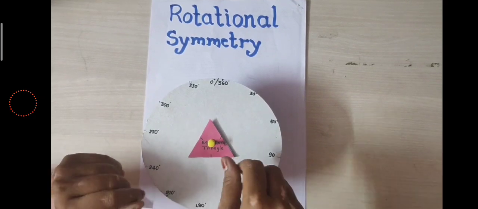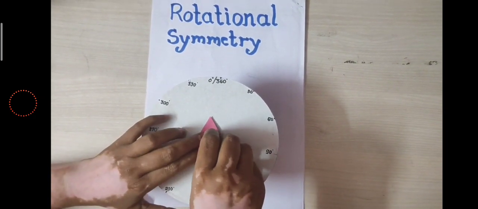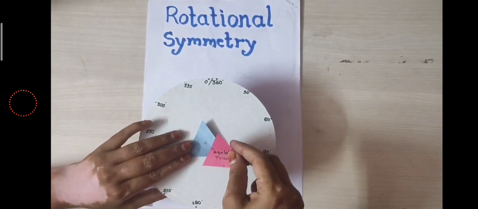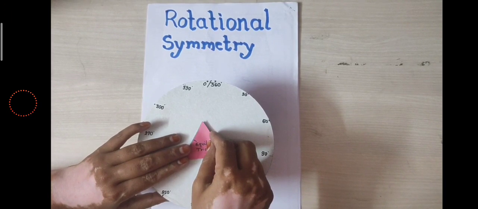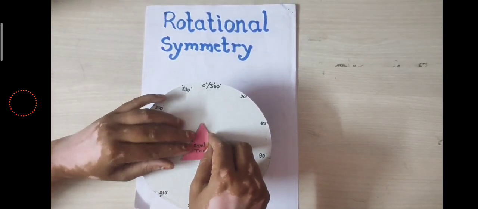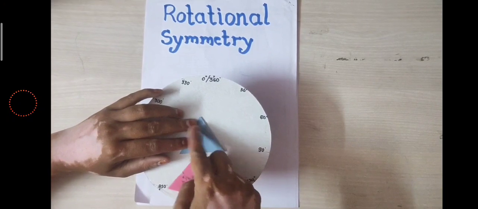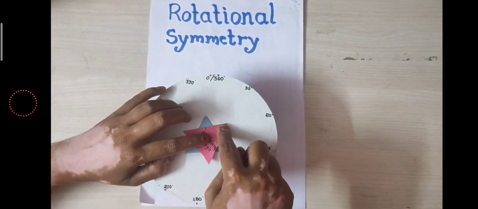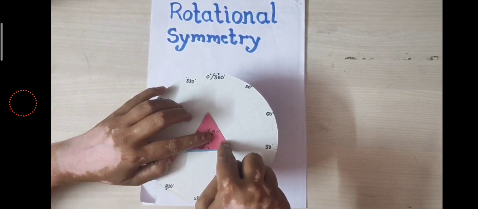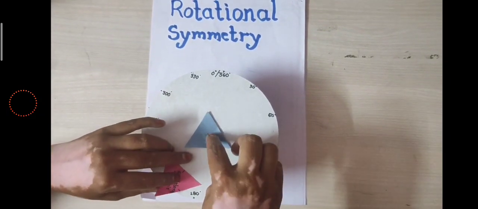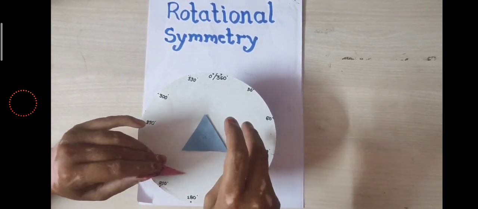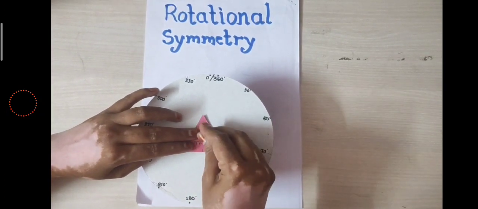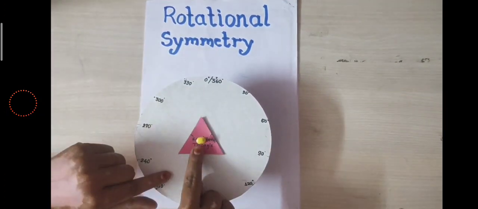Now, for rotational symmetry I have taken one equilateral triangle with all sides equal, and I have prepared one blue colored, similar triangle which will behave as the original shape before starting the rotation. That is the original one before starting the rotation. So this pink one is after starting the rotation. Whenever this pink one rotates and coincides with the original blue one, we will say that the angle of rotation has reached, and the coincidence count will give us the order of rotation. How many times does one figure coincide with its original one?